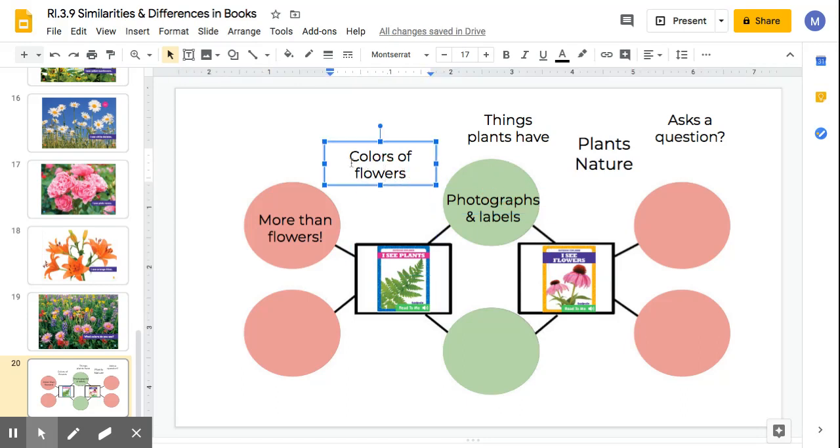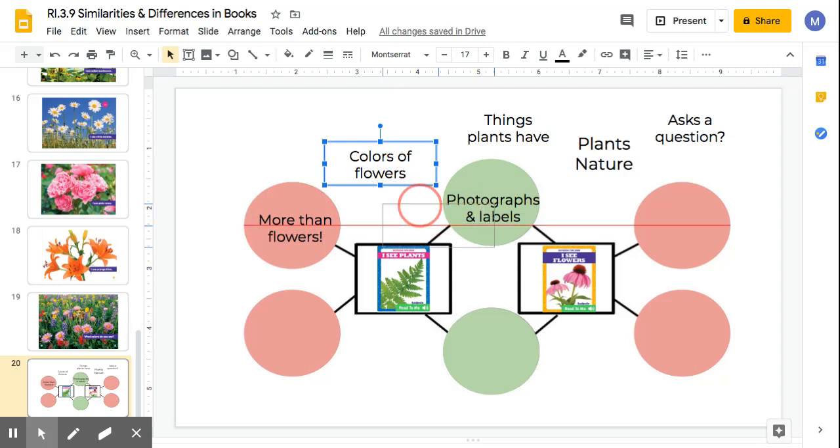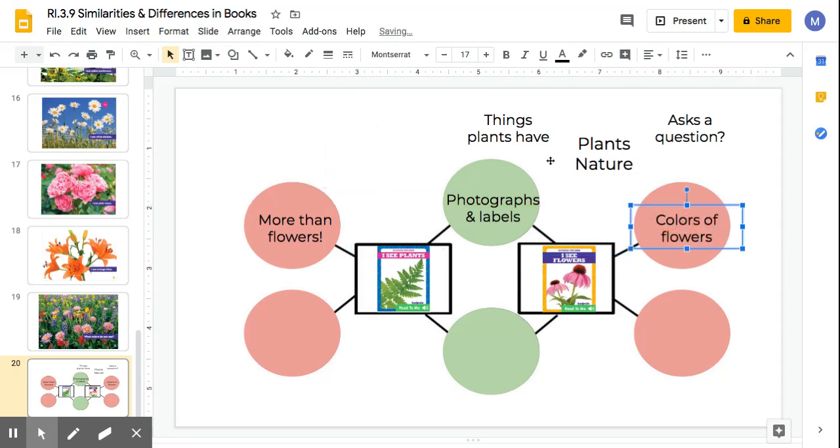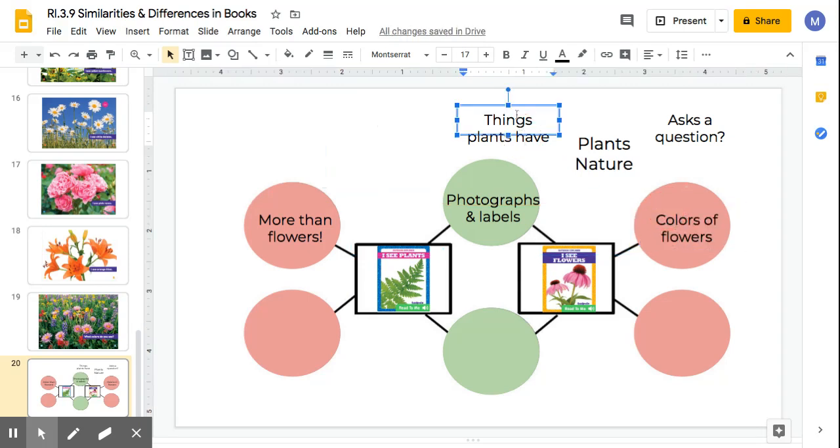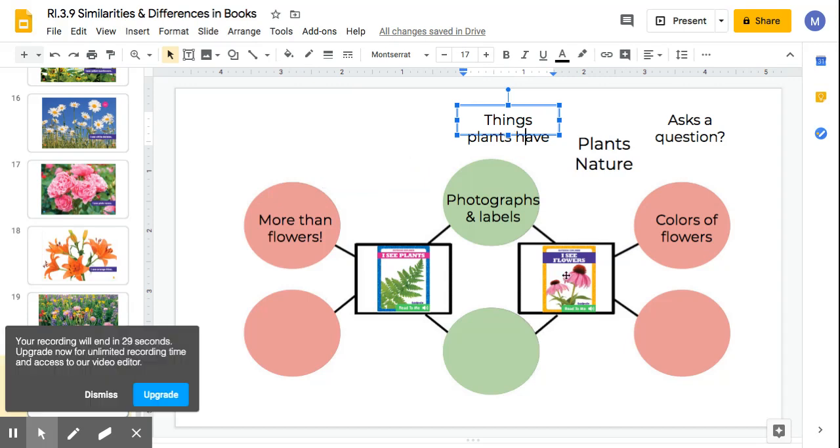Okay, here we go. Colors of flowers. I don't remember that the plant book talked about different colored flowers. They did say that plants can have flowers, but I know I See Flowers, that book only talked about colored flowers. Okay, things plants have. This one didn't talk about that, but I See Plants talked about that.